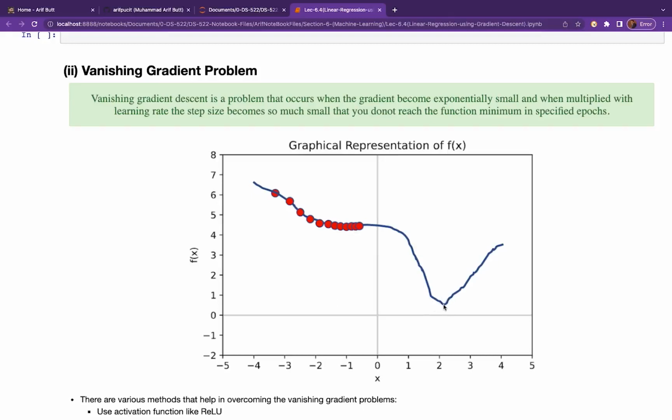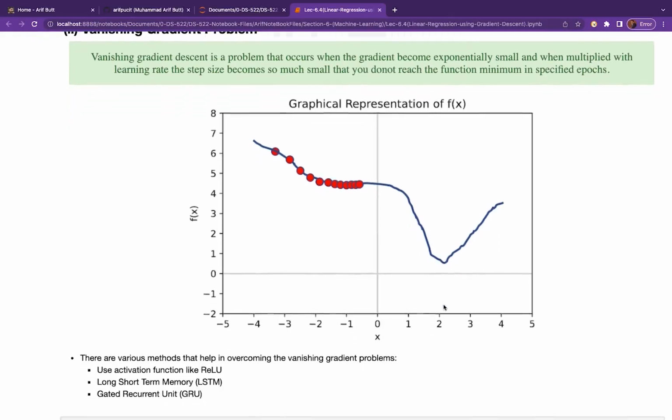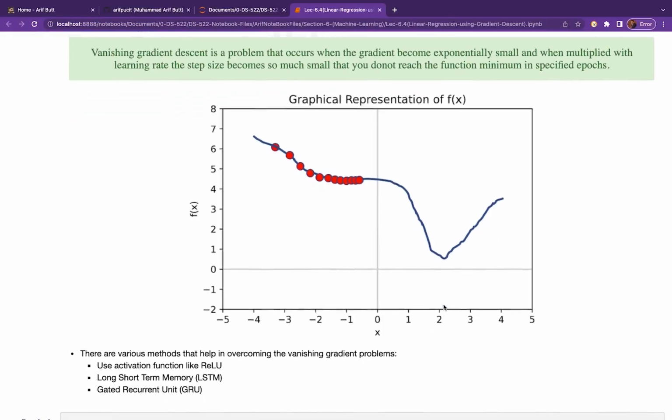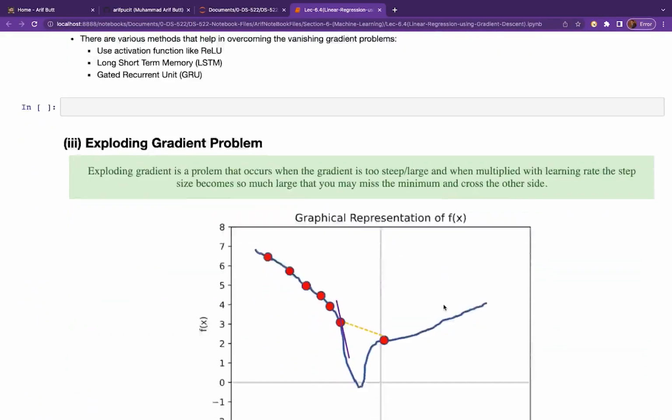Well, in deep learning, there are different techniques that help in overcoming the vanishing gradient problem, like using activation functions that do not saturate, like this ReLU, that is rectified linear unit. You use long short-term memory or maybe gated recurrent unit. Our discussion on these is, of course, beyond the scope of today's session.